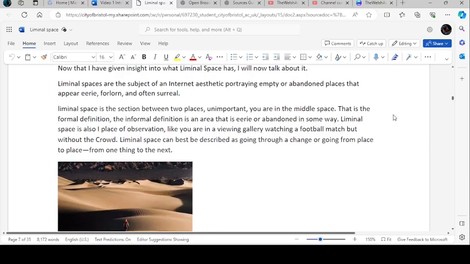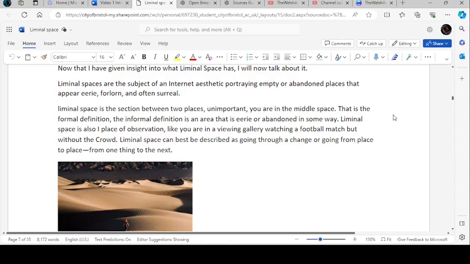Liminal spaces are the subject of an internet aesthetic portraying empty or abandoned places that appear eerie, forlorn and often surreal. Liminal space is the section between two places. Unimportant, you are in the middle space. That is the formal definition. The informal definition is an area that is eerie or abandoned in some way.